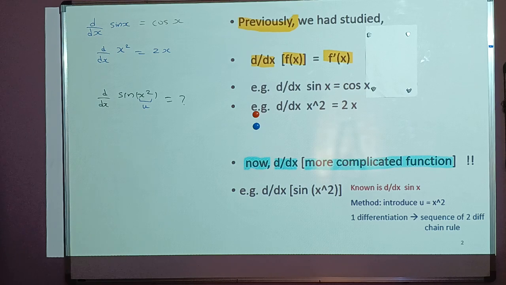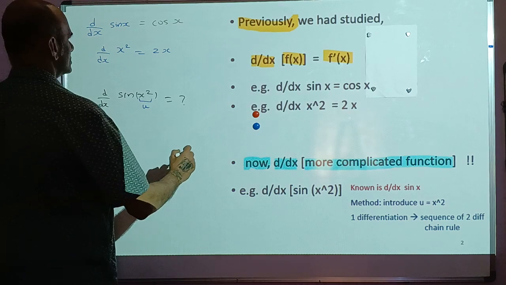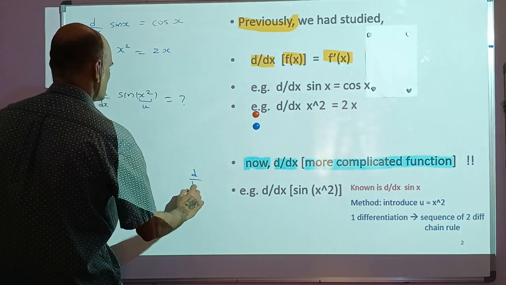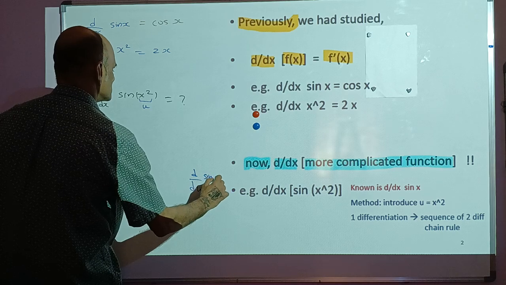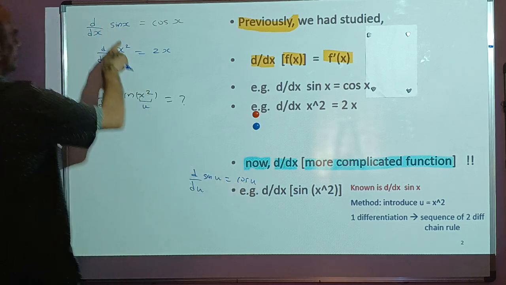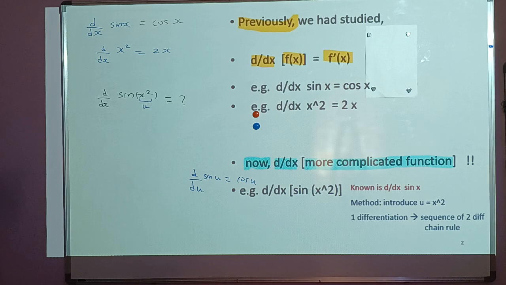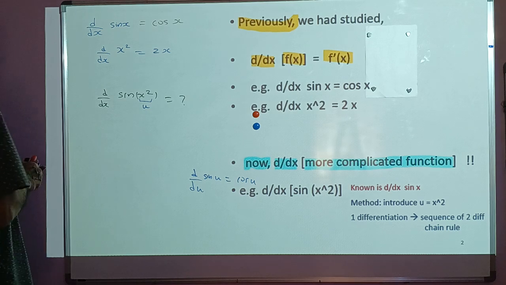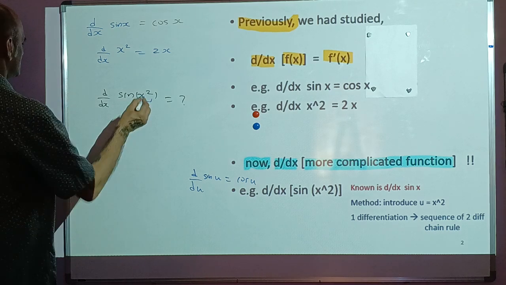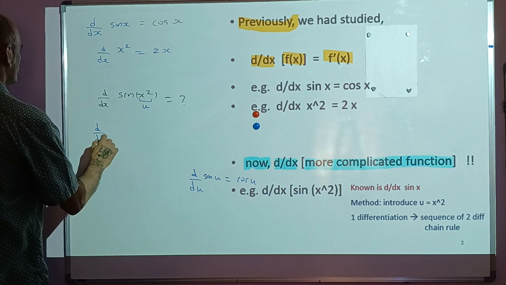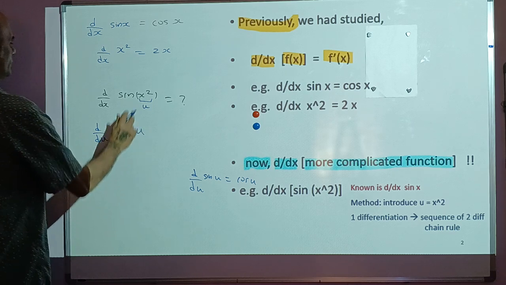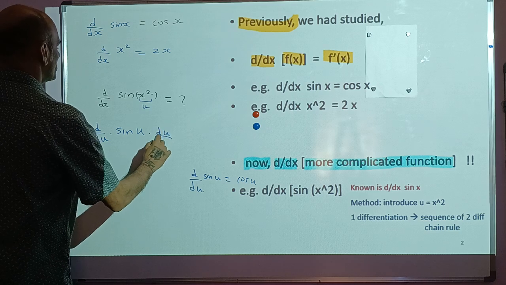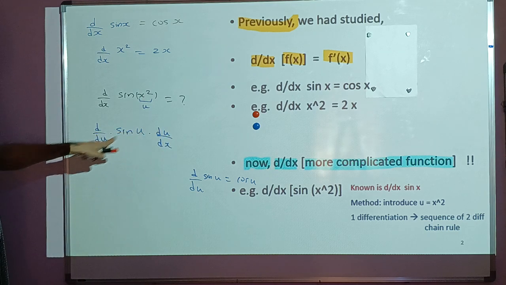d by dx of sin x is cos x. Similarly, d by du of sin u is cos u, because instead of x, we change the variable to u. But what we have here is d by dx of sin u. So what we have to do is, this can be written as d by du of sin u, where u is x square, into du by dx. du and du will cancel and this will be same as this one.